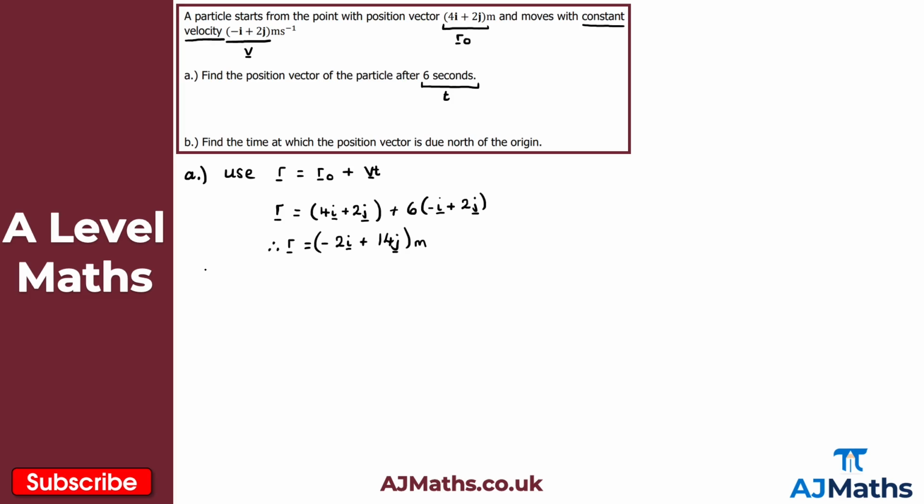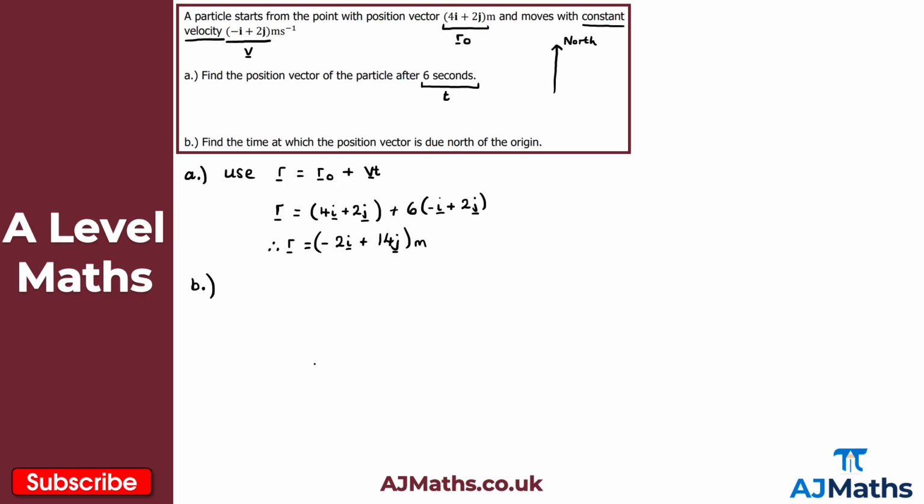And then for part B, it says find the time at which the position vector is due north of the origin. If you think about this problem for a moment, when my position vector is due north of the origin, that would mean the i coefficient is equal to 0. If it's due north, we're traveling in that direction. So due north means the i coefficient is equal to 0.